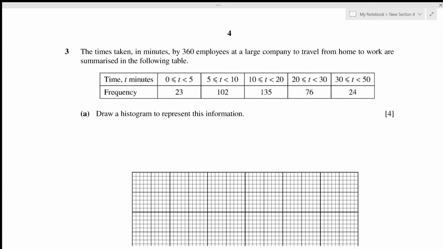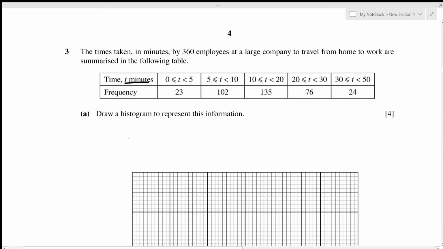The times taken in minutes by 360 employees at a large company to travel from home to work are summarized in the following table. So we're given the time and we're given the frequency, and we need to draw a histogram to represent this information. So always remember, while drawing a histogram, the x-axis is going to be the range, which is time given in minutes in this case, and the y-axis is just going to be the frequency density.